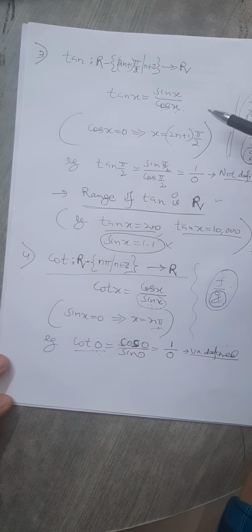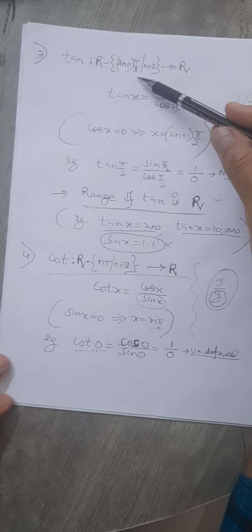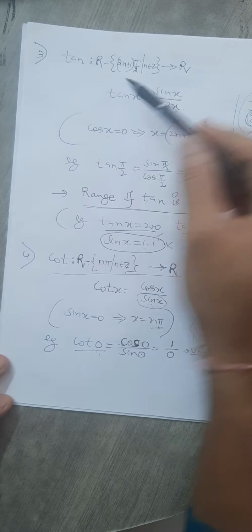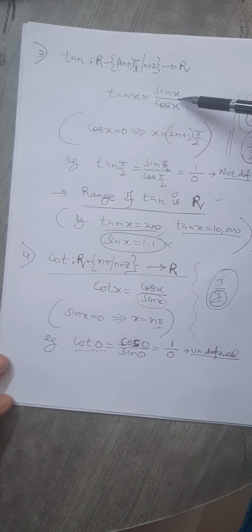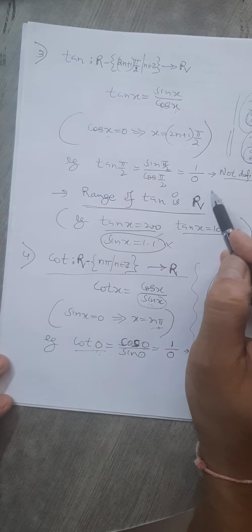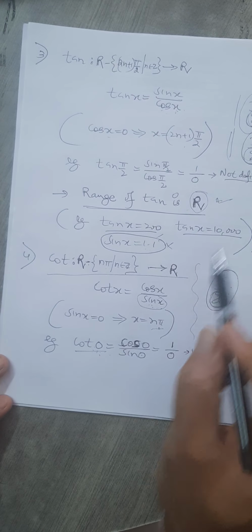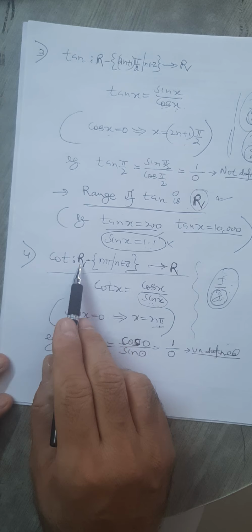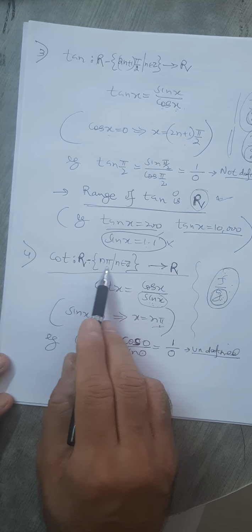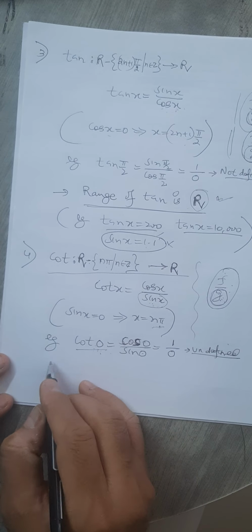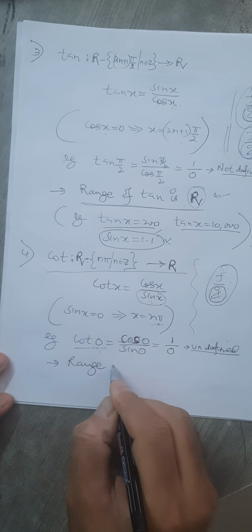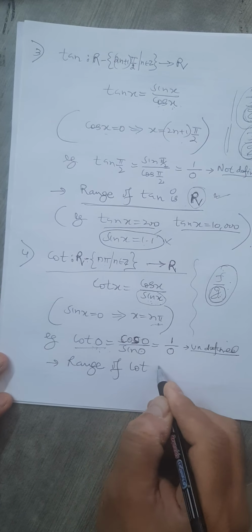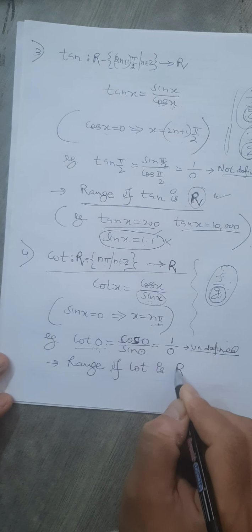So tan is a function from this to this. I hope it is clear to you why I have eliminated those values, since tan is sin x upon cos x, which you know. Range I wrote without proof, all real numbers. Cot function is from R minus n pi. Why I have written minus n pi, you know. And the range is the same as for the tan function. Again, I'll write without proof. Range of cot is all real numbers R.